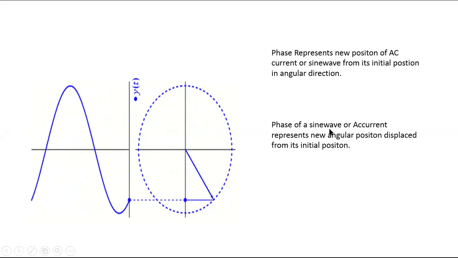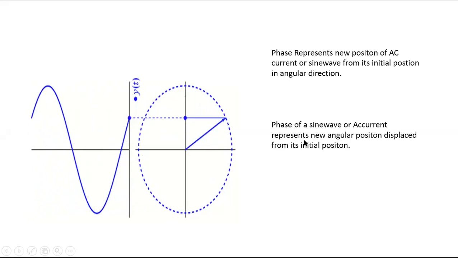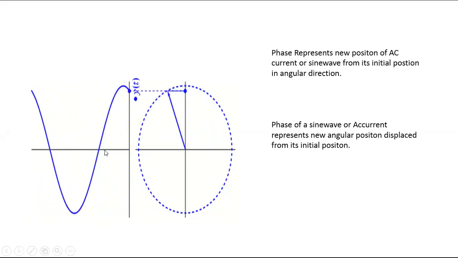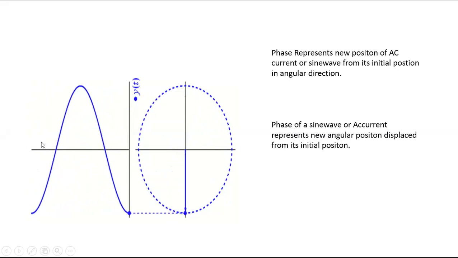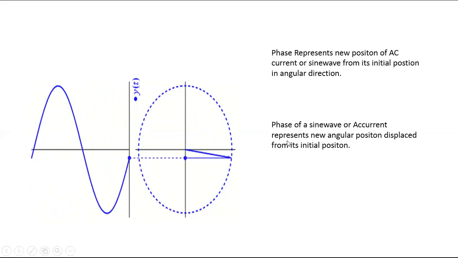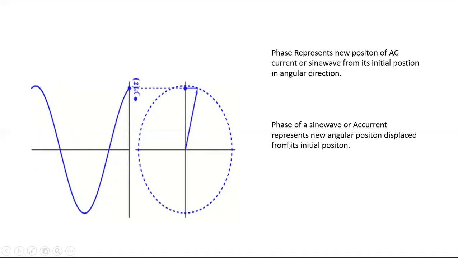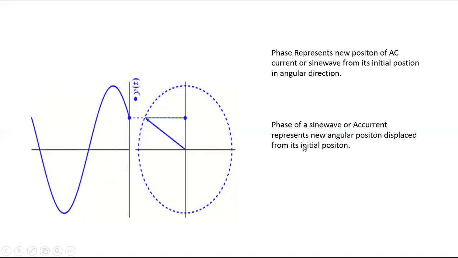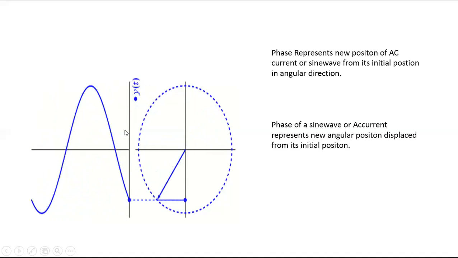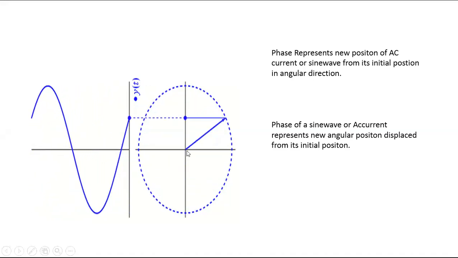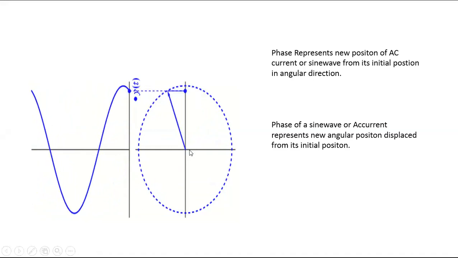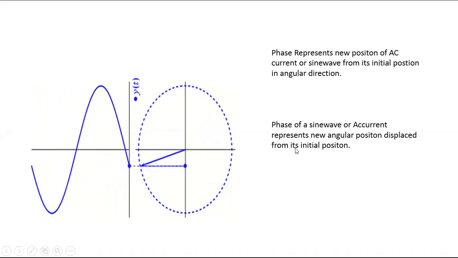Another definition is what? Phase of a sine wave or AC current represents the new angular position. See, initially it is at 0, but it is moving. So what is the new position? That new position is named as the phase. Okay, is it clear to all of you? Phase of a sine wave is the new angular position displaced from its initial position. What is the initial position? It is the origin, 0. Okay, right, this is a simple definition.